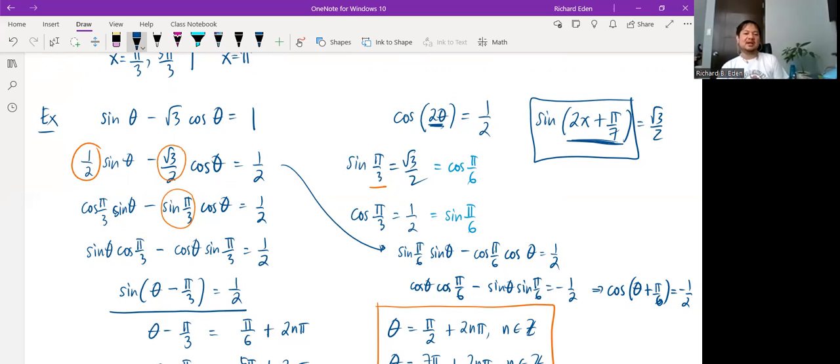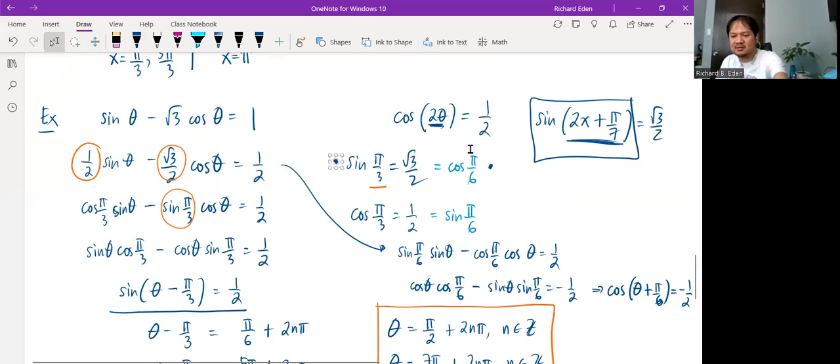All right. So, kasi ba isipin mo, how do I know square root of 3/2? I should have thought of that as sine of pi over 3, when I could have also thought of that as cosine of pi over 6. So, which is more correct? Answer: neither. They're both equally valid, and both would lead to the same solution.